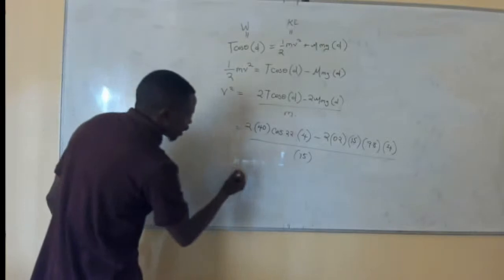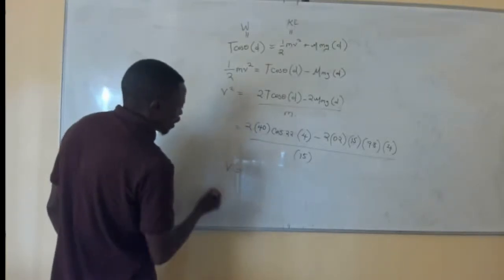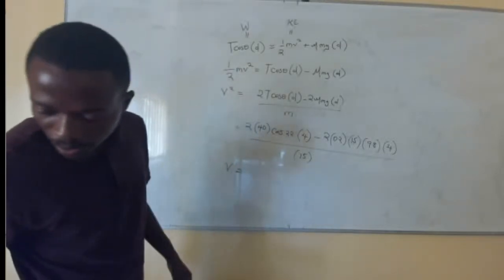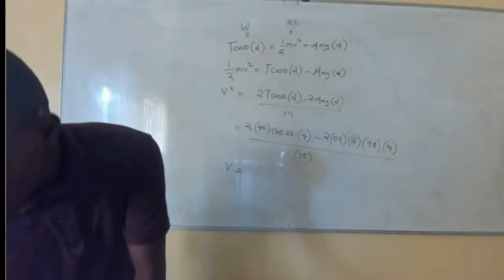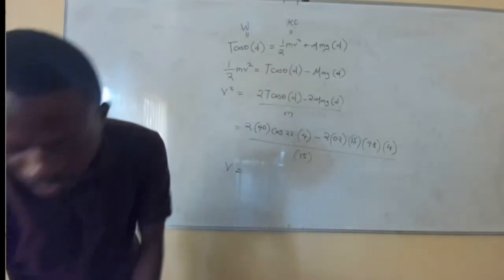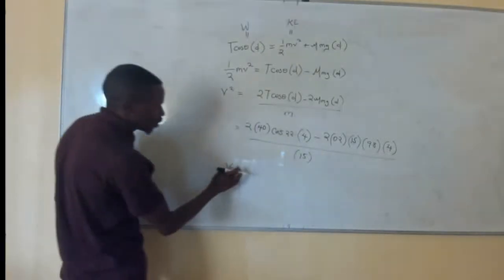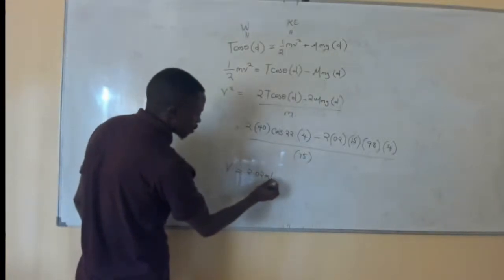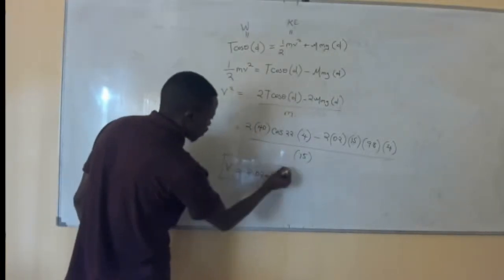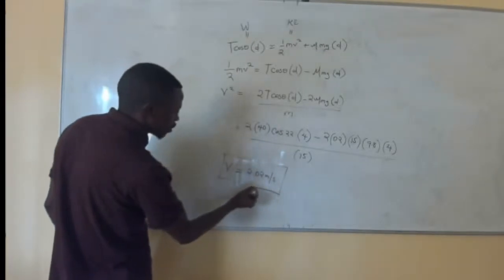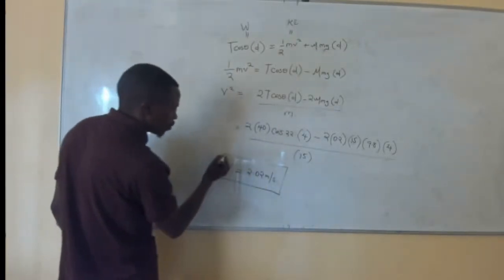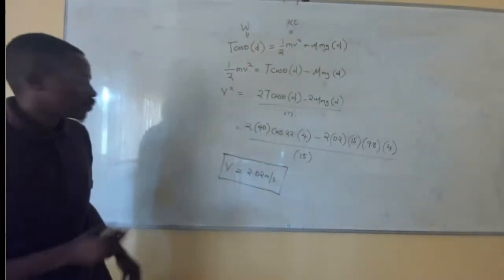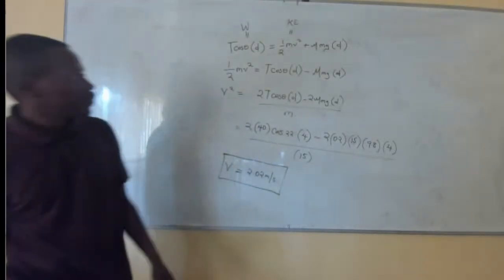When you do all the analysis here, after doing the calculations, if I punch that in my calculator, I'll find V to be equal to 2.02 meters per second. So this is the speed that is required to move the system a distance of 4 meters around the living room. I hope that is clear.